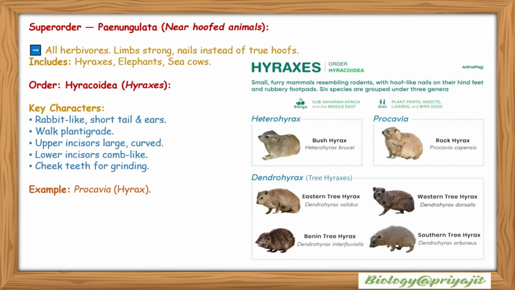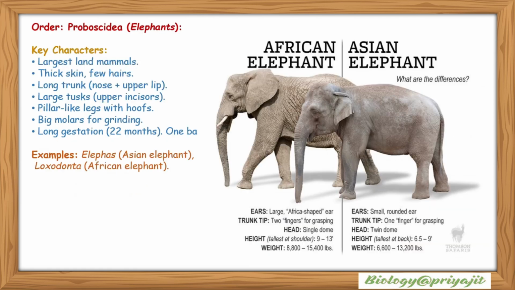Lower incisors are comb-like. Cheek teeth are used for grinding. Examples: Procavia or hyrax. Order Proboscidea, or elephants. Key characters: largest land mammals, thick skin, few hairs, long trunk formed from nose and upper lip, long tusks which are upper incisors, pillar-like legs with hooves, big molars for grinding, and a long gestation period of 22 months for one baby. Examples: Elephas, which is the Asian elephant, and Loxodonta, the African elephant.